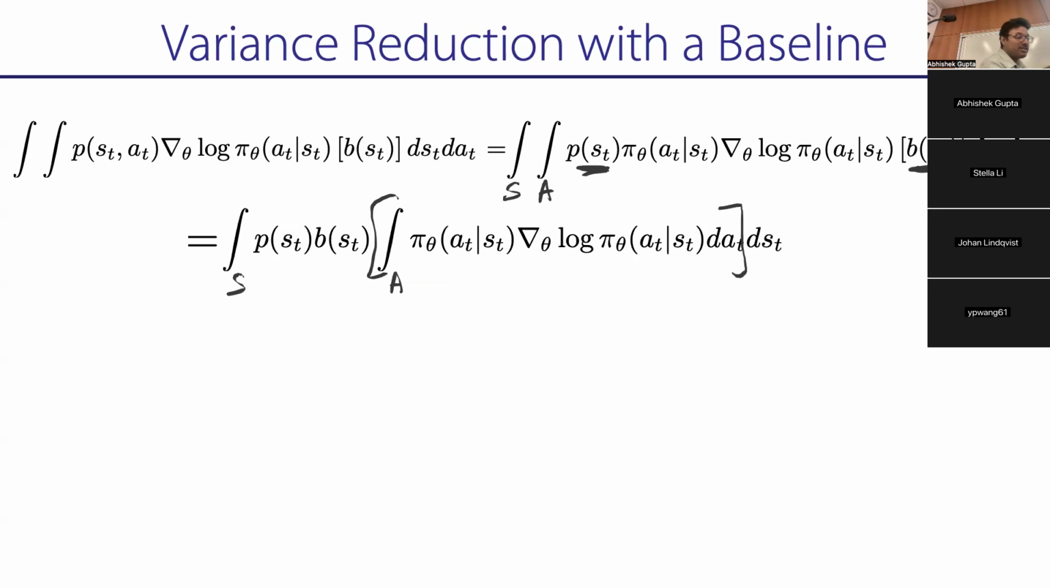So the reason I said the baseline cannot depend on A is because if it depends on A, then you cannot take it outside. So it's really important that it doesn't depend on A. And so your baseline doesn't depend on A, you take it outside. And now I have this expression.